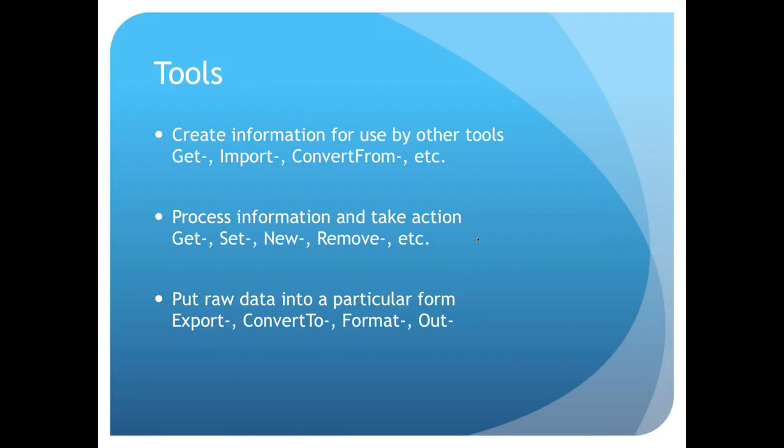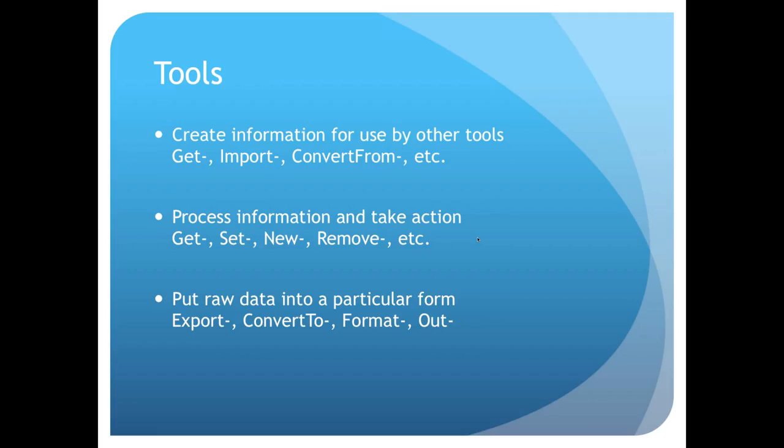So tools really, for me, break down into three very broad categories, and these aren't hard and fast rules. Just think of them as kind of loose buckets that you can toss things into. The first category of tools is designed to create information that will be used by other tools. And you want to think of command name verbs like get and import and convert from. They don't know what you're going to do with that information once you've got it. They're just going to stick it in the pipeline, which you might then capture to a variable, and they're just going to hope for the best.